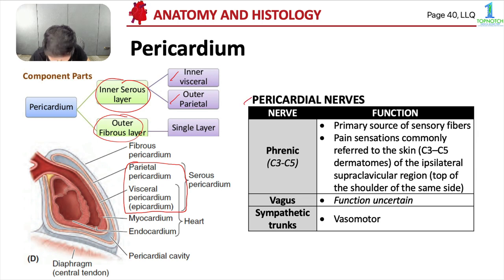So you have pericardial nerves, which supply sensation to the pericardium. You have the phrenic nerves, from the C3 to C5 nerves, and they are the primary source of sensory fibers. So, pain sensations commonly refer to the skin of the ipsilateral supraclavicular region. You also have vagus nerve, however, the function is uncertain, and sympathetic trunks for vasomotor function.